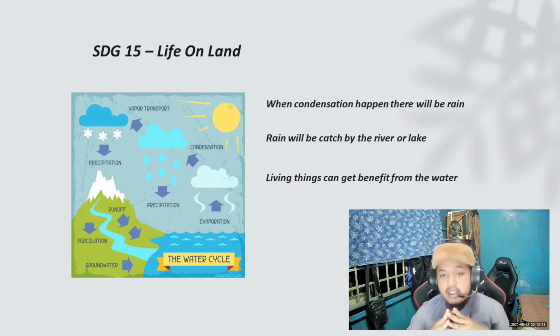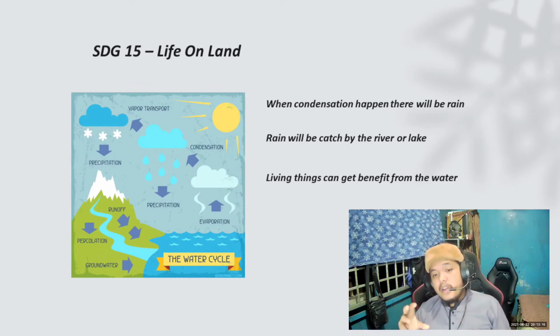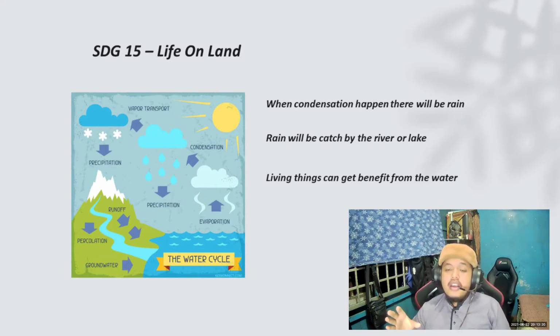Sustainable Development Goal 15 is life on land. A lot of living things can benefit from the water cycle. These abiotic factors give living things fresh water to drink, food resources, and many more. For example, the water cycle is an important cycle because when the process happens, there will be rain. The rain will be caught by the river and lake. So the living things on land can take benefit from the river and lake.